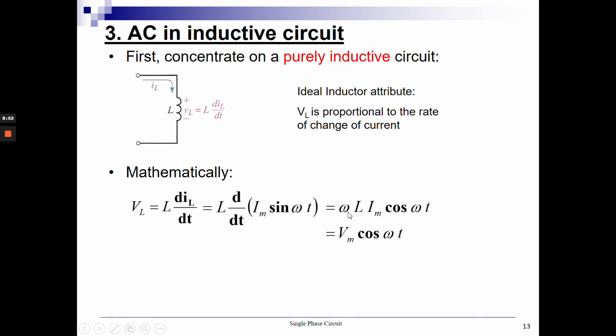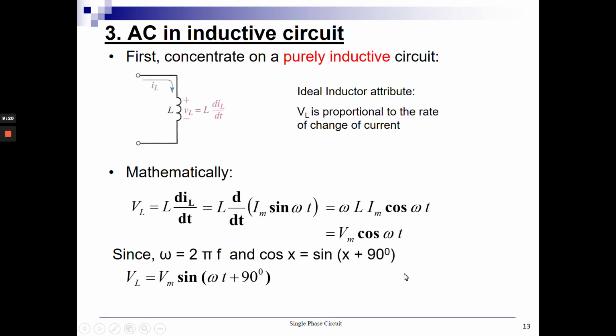V equal to, you apply Ohm's law, then you will get VL equal to Vm cos omega t. So since omega or angular velocity is equal to 2 pi f and cos x equal to sine x plus 90, this is the mathematical approach solution. So finally you will get VL equal to Vm sine omega t plus 90 degree.